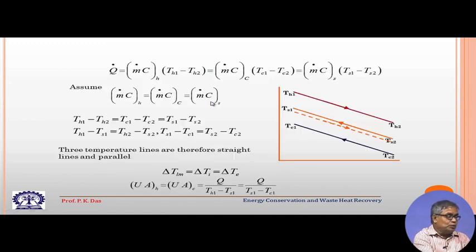So, if we assume counter current flow, then we get the temperature change along the length of the heat exchanger, that is a linear temperature change. Not only that, for hot gas stream it will be a straight line, for cold gas stream this will be a straight line and for the intermediate fluid that will be another straight line. So, all the 3 straight lines should be parallel.